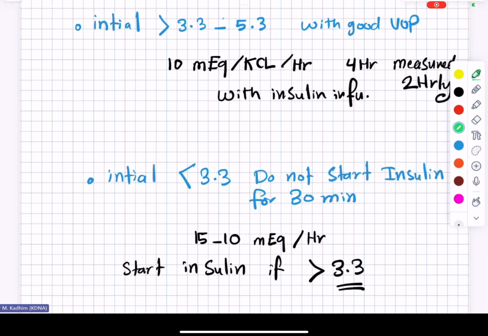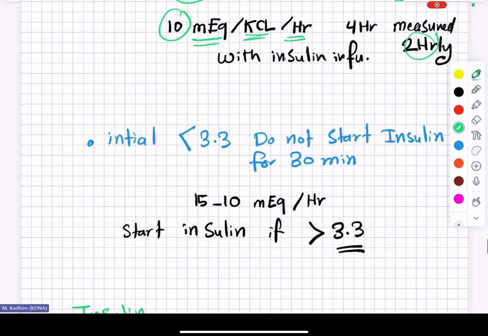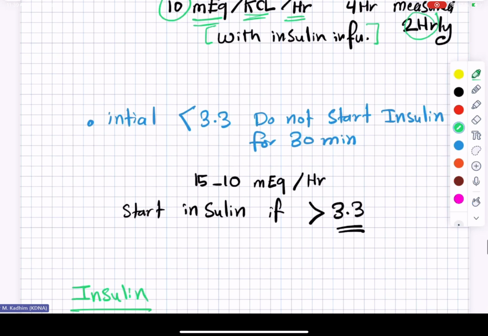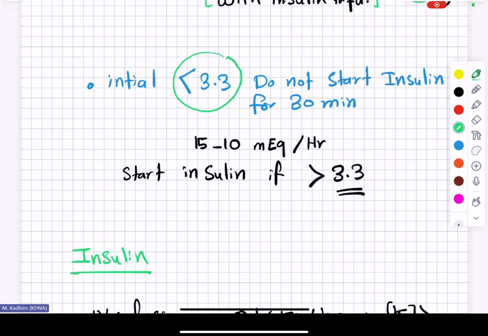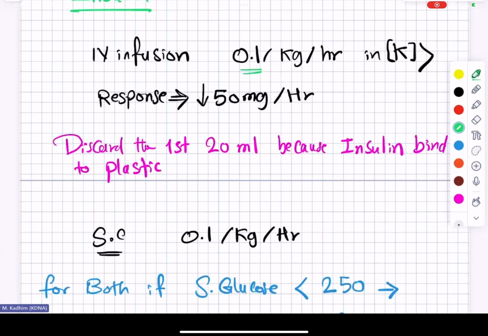If the initial potassium is more than 3.3, this is a number to remember, to 5.3 with a good urine output, the rule is 10 milliequivalent of KCl per hour. And we measure for 4 hours and measure 2 hourly with infusion of insulin, of course. And if the initial is less than 3.3, do not start insulin, because this is very dangerous, because the insulin will drive the potassium inside the cell and will exacerbate hypokalemia. We will wait 30 minutes before giving insulin. We will give potassium first, correct the potassium at a rate of 10 to 15 milliequivalent per hour, and start insulin if the potassium is more than 3.3. Insulin is very simple, it is 0.1 per kg per hour.